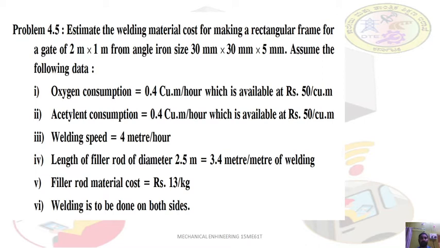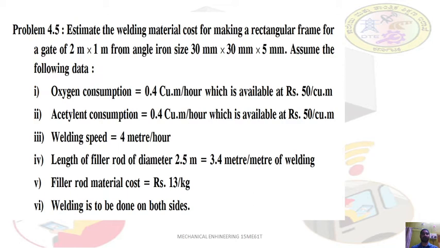Estimate the welding material cost for making a rectangular frame for a gate of 2 meter by 1 meter from angle iron of size 30 into 30 into 5. So this is the angle, size 30 into 30 into 5, where 5 is the thickness of the plate.